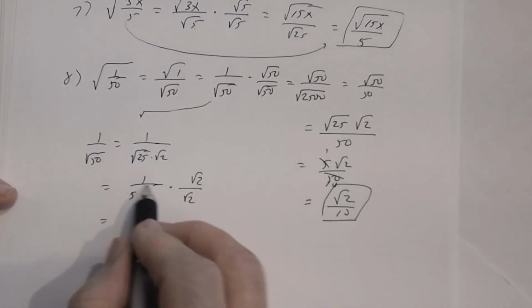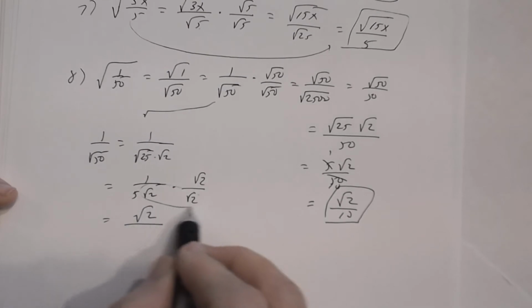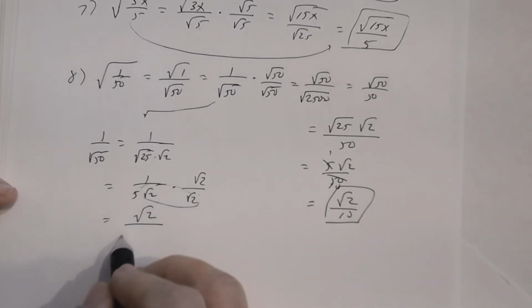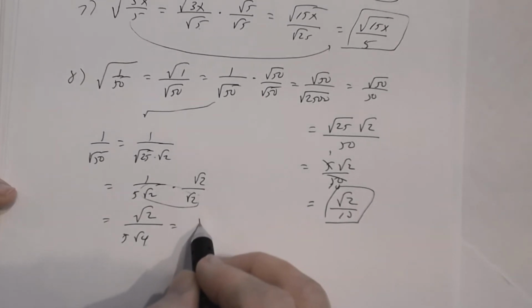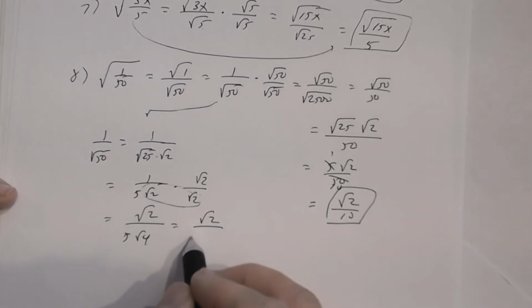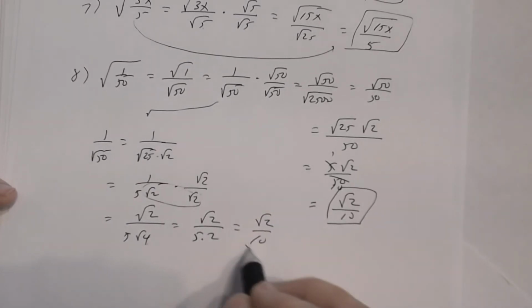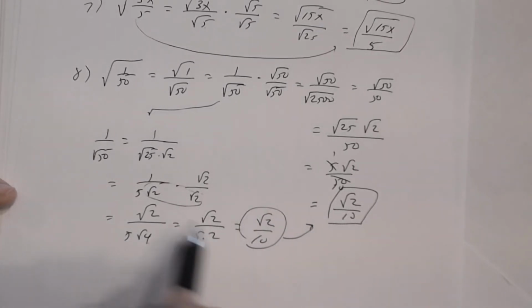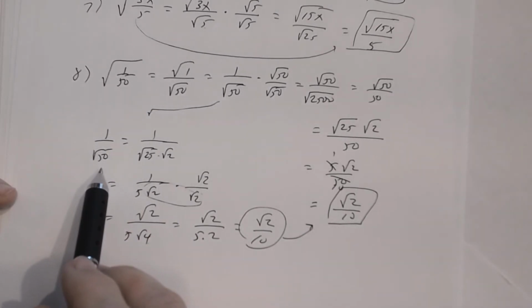And so I get 1 times the square root of 2 is the square root of 2. And then here, the square root of 2 times the square root of 2 is the square root of 4, right? But what's the square root of 4? Well, the square root of 4 is 2. So I get square root of 2 divided by 5 times 2, and the answer is square root of 2 divided by 10, which is what we had here. See, it's so much easier to simplify first, all right?